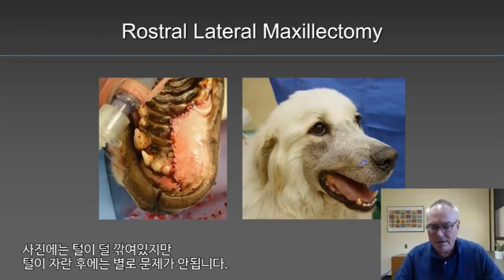Here you can see that the animal is still shaven, but once the hair has grown back, you will hardly be able to see what an extensive procedure had been done in this case.